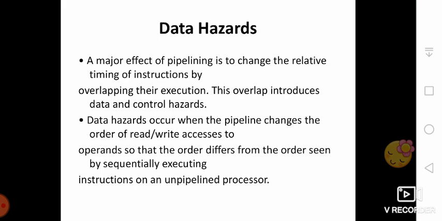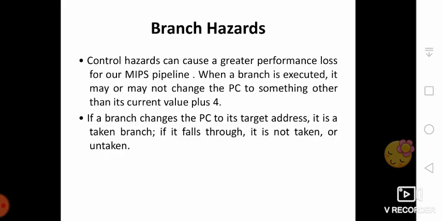Then branch instructions. Next one is branch hazards. Control hazards can cause a greater performance loss for our MIPS pipeline. When a branch is executed, it may or may not change the PC to something other than its current value plus 4. If a branch changes the PC to its target address, it is a taken branch. If it falls through, it is not taken, or untaken.